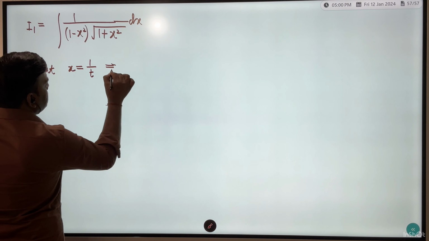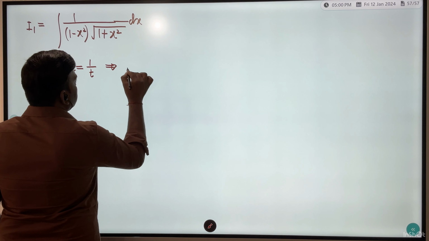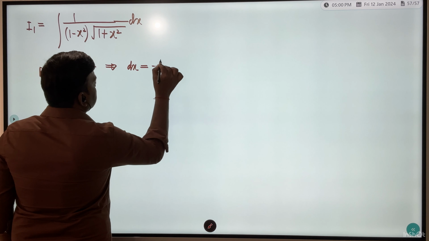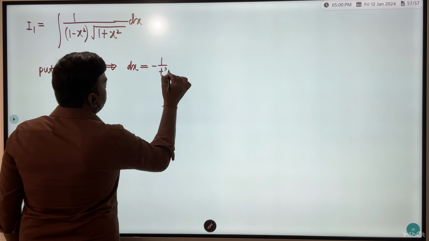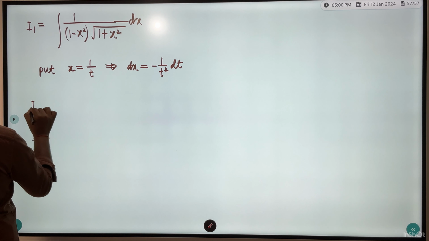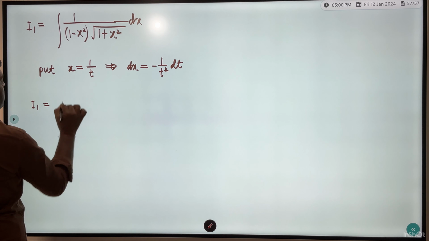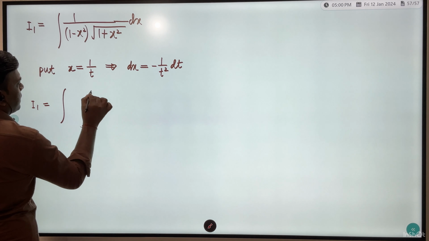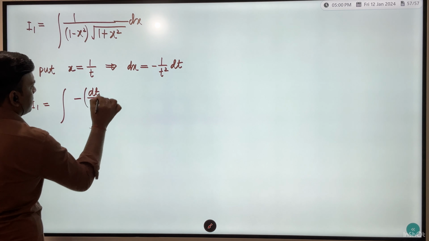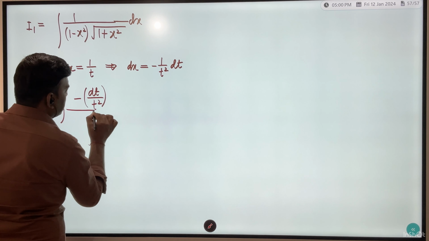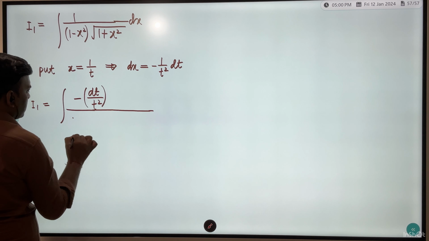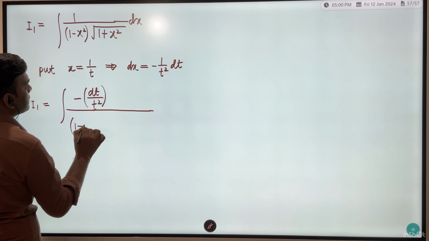So now what we are going to do is to substitute x is equal to 1 by t. We have substituted x is equal to 1 by t, hence we got dx is equal to minus dt upon t square. To convert the given integral into a much simplified form, we have substituted x is equal to 1 by t, so we have got dx is equal to minus dt upon t square.